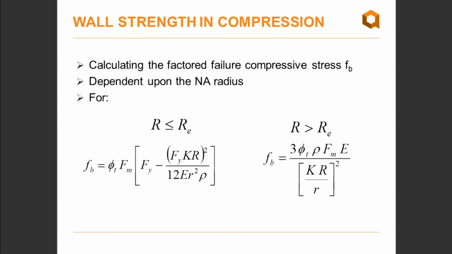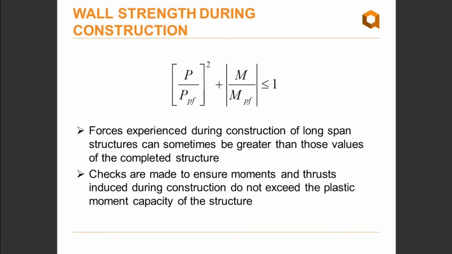Next, the available resistance and compression of the plate wall has to be calculated. This value depends on the neutral axis radius of the plate in relation to the effective radius, which determines which equation here is going to be used. By definition, corrugated metal structures are flexible.